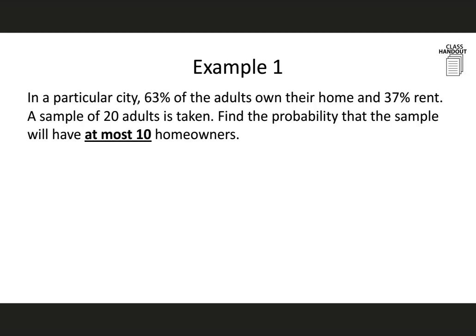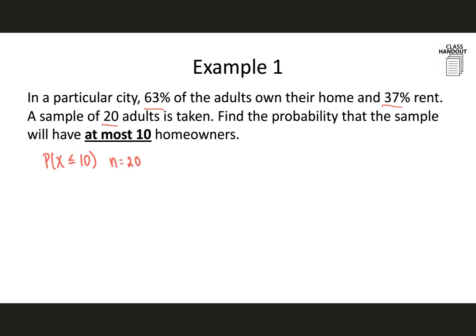Let's look at a couple examples. It says in a particular city, 63% of adults own their home, 37% rent. A sample of 20 adults is taken. Find the probability that the sample will have at most 10 homeowners. First we need to write that in terms of x. At most is a less than or equal to symbol, so we're trying to find the probability that x is less than or equal to 10.